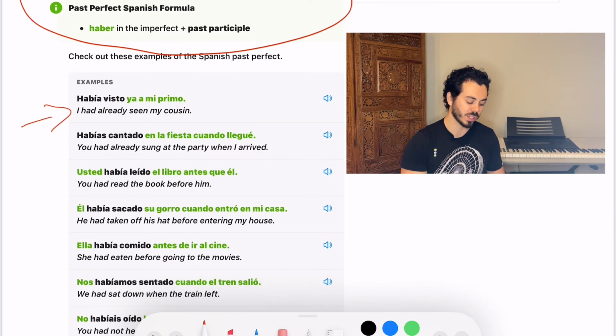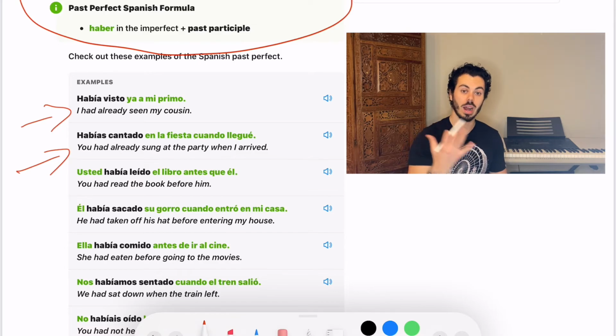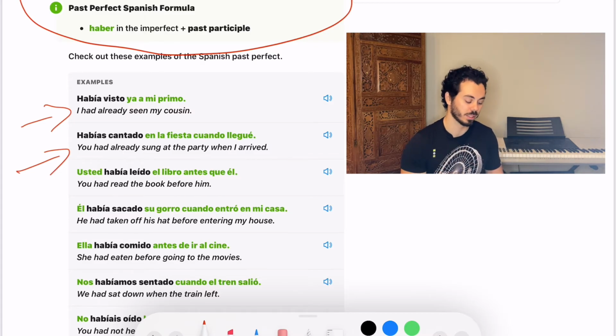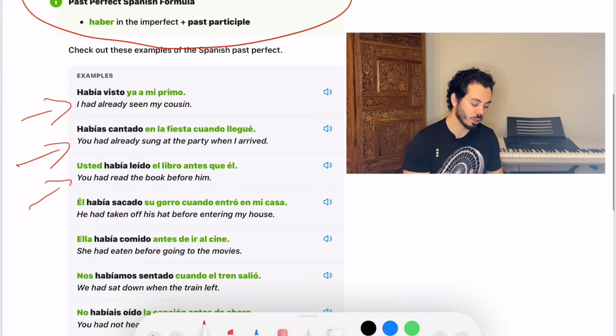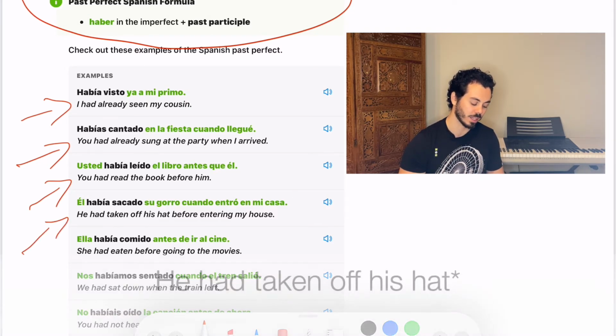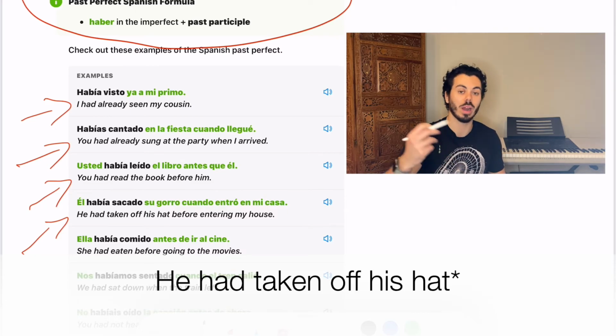"Habías cantado en la fiesta cuando llegué." So that's a good one. That's like a full sentence. You had already sung at the party when I arrived. So I arrived, that's in the past tense, but you had already sung before I arrived. There's two things that happen in the past. "Usted había leído el libro antes que él." You had read the book before him. "Él había sacado su gorro cuando entró en mi casa." He had taken off his hat before entering the house.